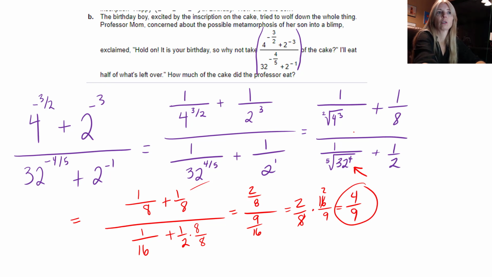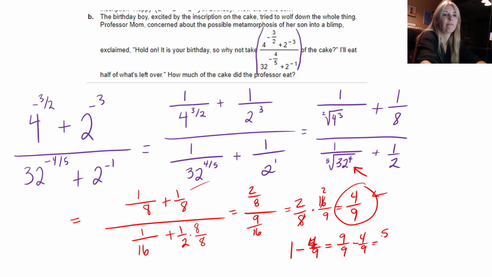So this isn't the answer to the question. This is actually how much the little creep ate. So he ate 4/9 of the cake. So how much is left over would be the whole, 1 minus 4/9, which would be 9 over 9 minus 4/9, which would be 5/9.